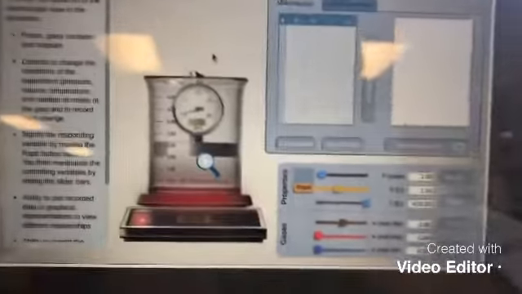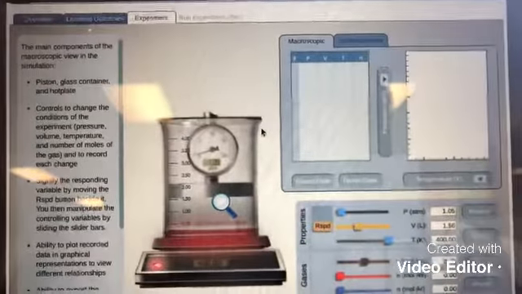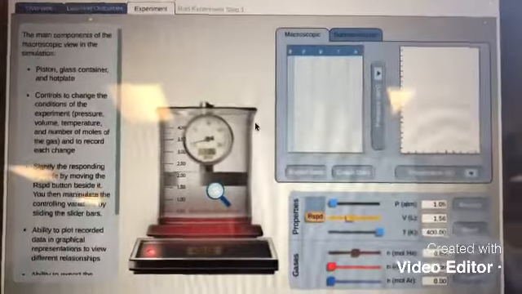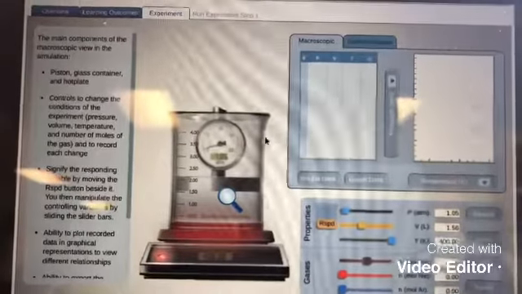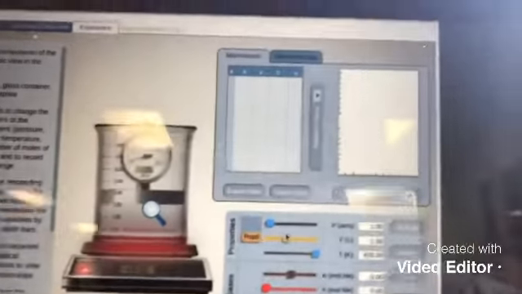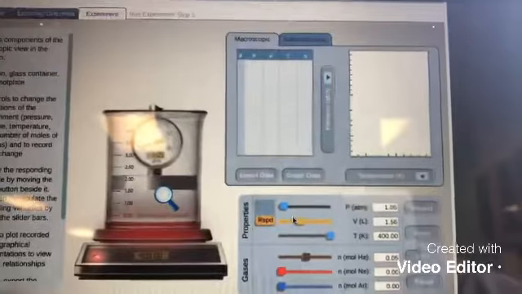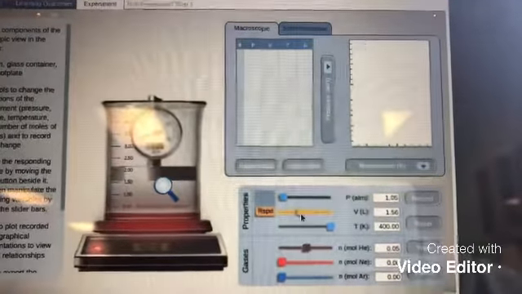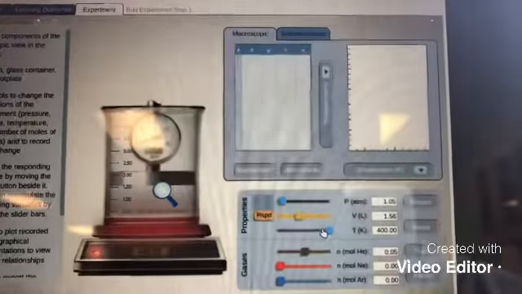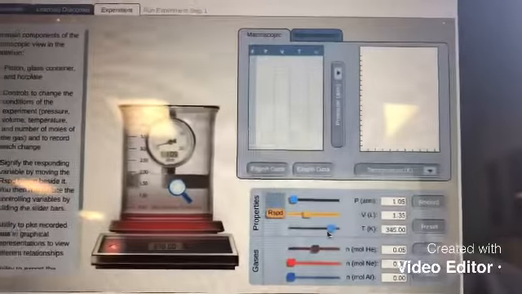So, in order to find it out, we have to use this little simulation that helps us out with this problem. First, we have to find out what volume is in relationship to temperature. In this container of gas, if we change up the temperature, we can see how the volume reacts to it.